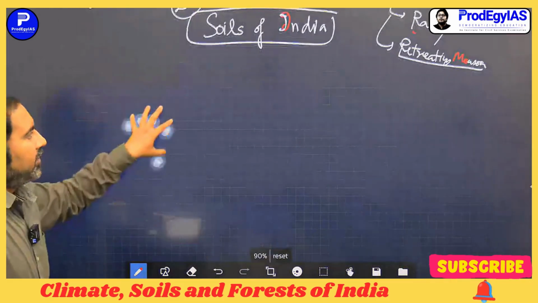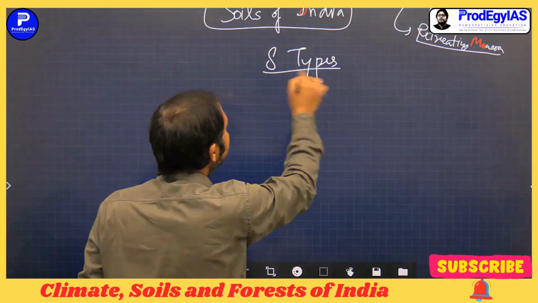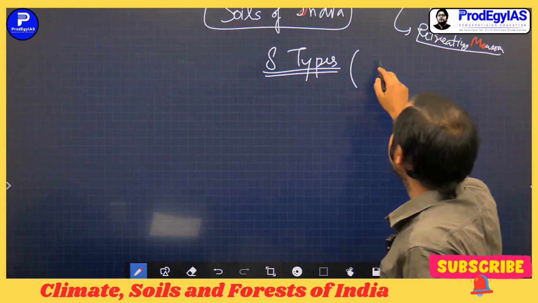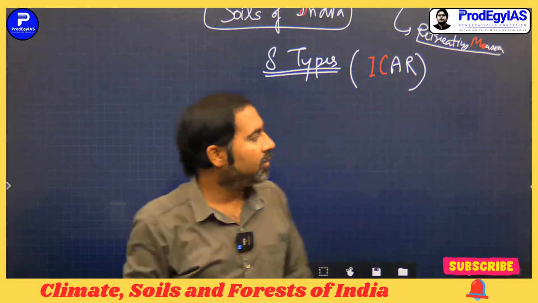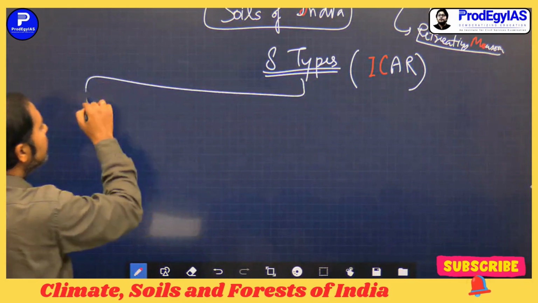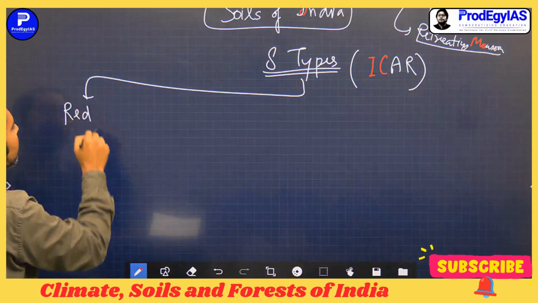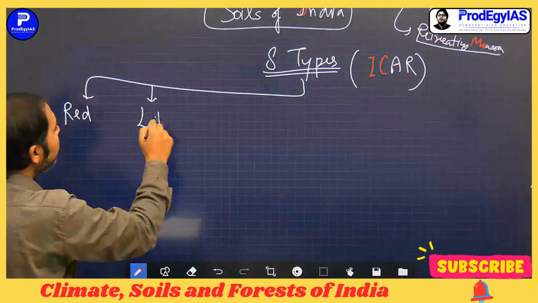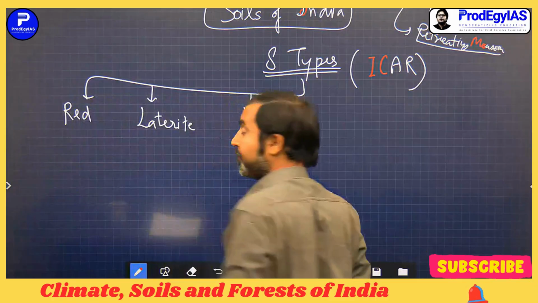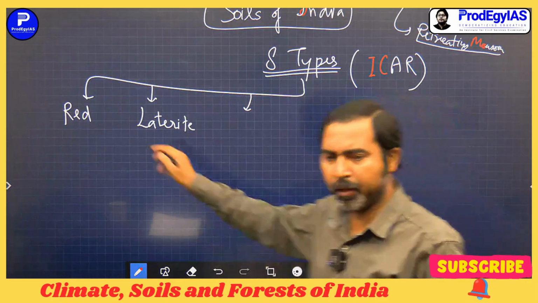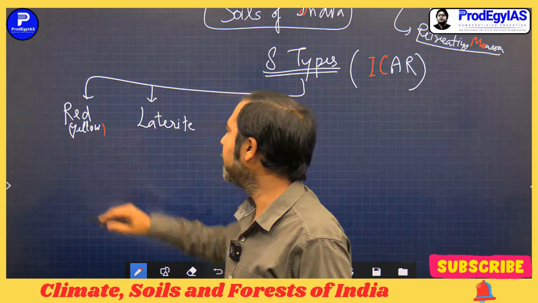So soils of India, largely there are 8 types of soils. This division has been given by ICAR, the Indian Council of Agricultural Research. What are these 8 types? You can say red soil, laterite soil, and red and yellow soil. It is also called red yellow soil. In some parts, it is of yellow color.